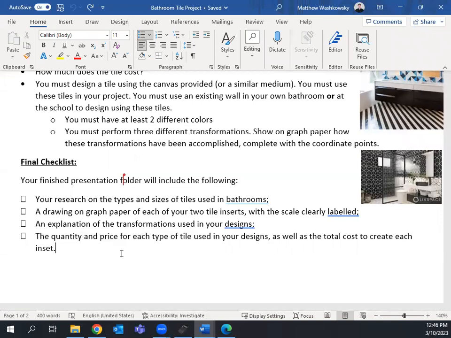So, like I said, you're going to actually try and price out a real bathroom wall, not all the walls, a single wall. A floor is also acceptable.